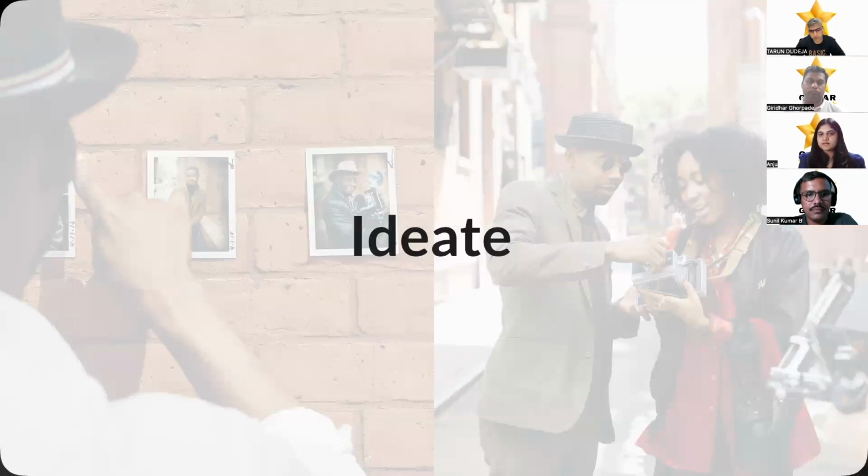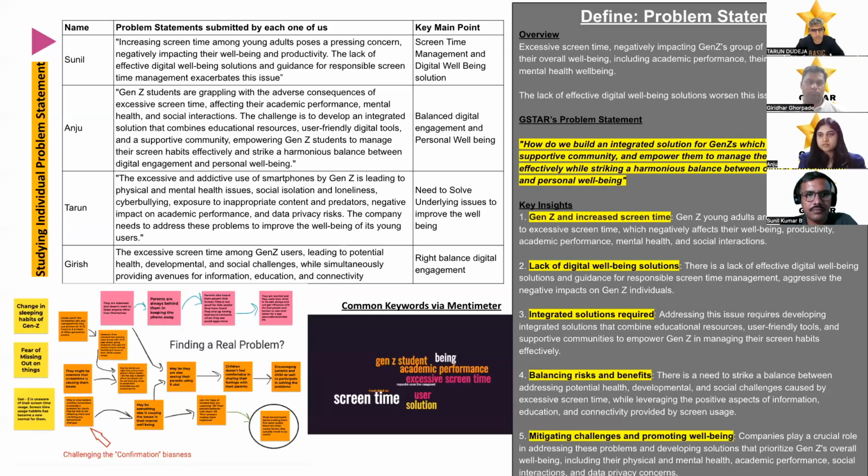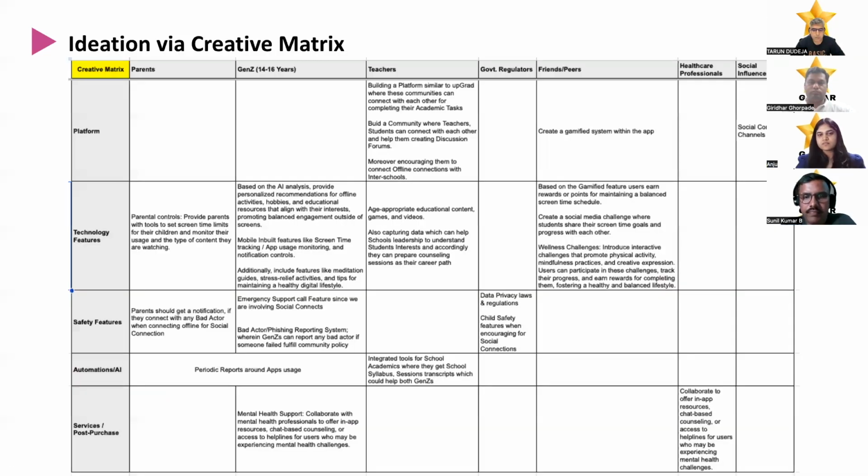To jump into the ideation process, we started by defining the problem statement. We came to the root cause of the problem, and we tried to establish different problem statements presented by each of us. Today we are going to talk mainly about how we can provide an integrated solution to the GenZs, giving a harmonious balance for their overall well-being in terms of screen time management.